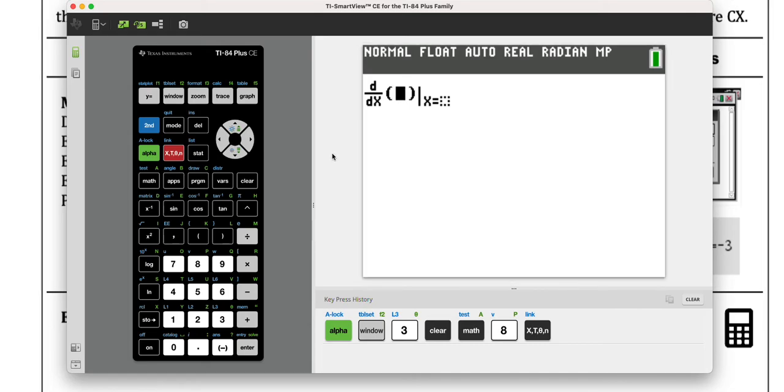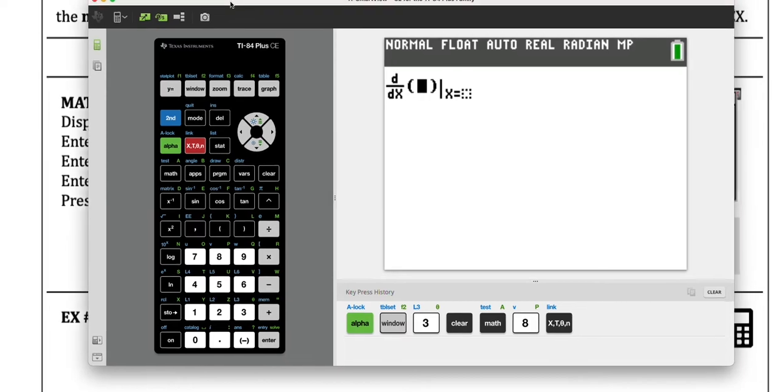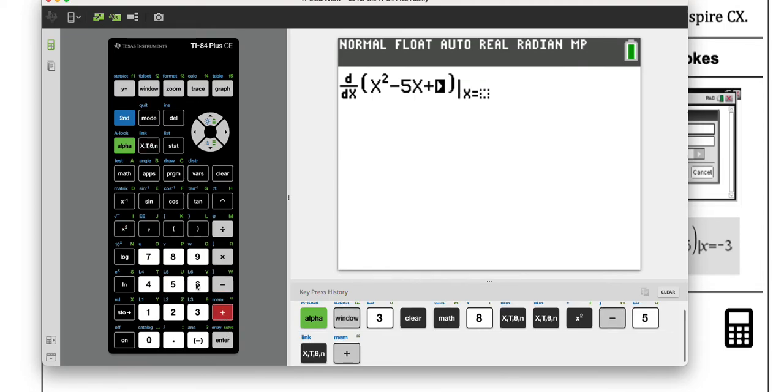We can do the one from the notes if you'd like, which was x squared minus 5x plus 6. So x squared minus 5x plus 6. And then over here is what x value we want it to be at. So let's just say x equals 2. And this will tell us the slope at x equals 2.